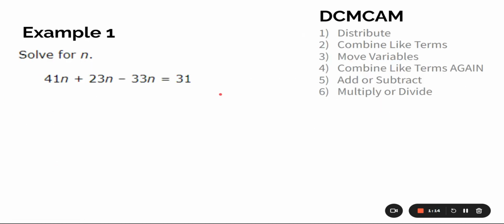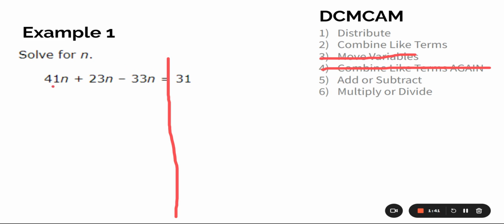All right, so here goes our first example. I would say this as 41 times n plus 23 times n minus 33 times n. I got my calculator off to the side. So I'm going to just start out by drawing my river. Again, all of these examples do not have you moving a variable from one side to the other. So I'm going to go ahead and cross this out, and cross this out. I don't have to distribute because I don't see any parentheses.